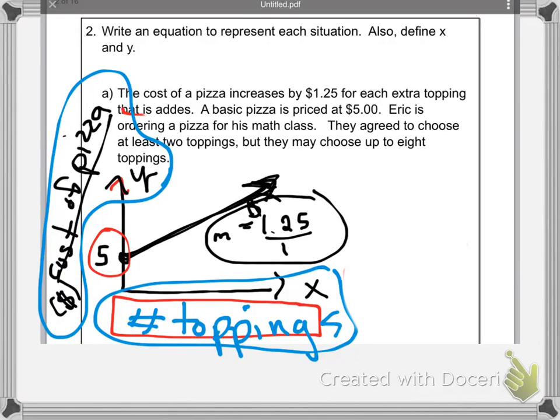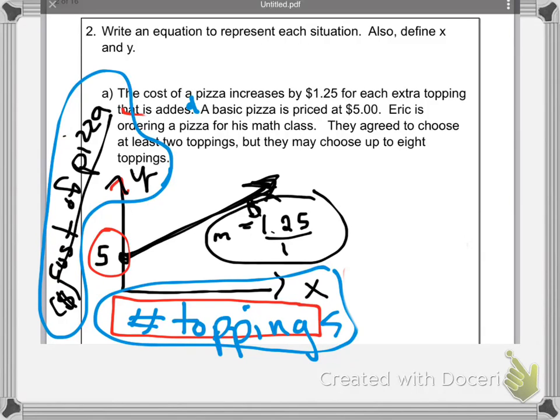Okay, we are going to do domain and range of these word problem graphs. So, this question: the cost of a pizza increases by $1.25 for each topping that is added. A basic pizza is priced at $5. Eric is ordering pizza for his math class.